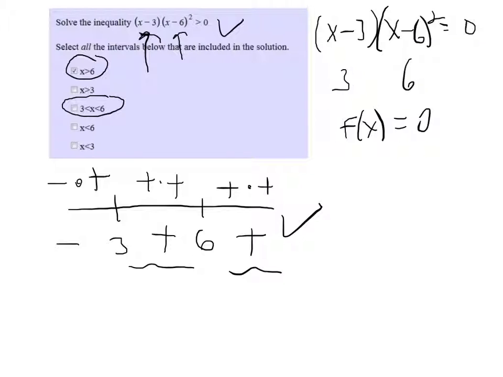Now, why can't we just check x is greater than 3? Well, the problem with that is, even though these are all positive here, right there the function is equal to 0, so it's not greater than 0, so it doesn't include 6. So using interval or inequality notation, we need to break this up into the two parts. Those are the two intervals that are included in the solution of this inequality.